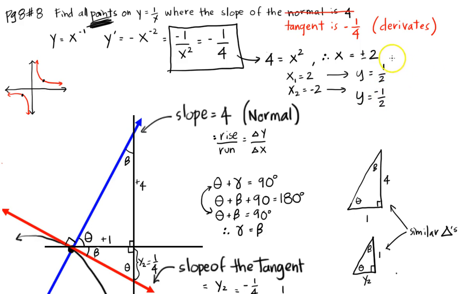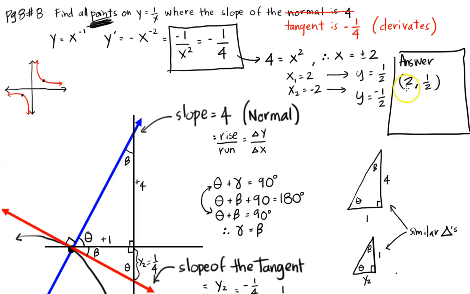So therefore, my answer is going to be either (2, 1/2) or (-2, -1/2). Remember, that's my final answer. I have two points where the slope of the normal is 4, which is the same thing as saying the slope of the tangent is -1/4. And I get my solution. So that worked out pretty good.